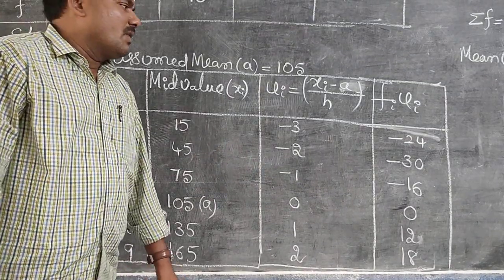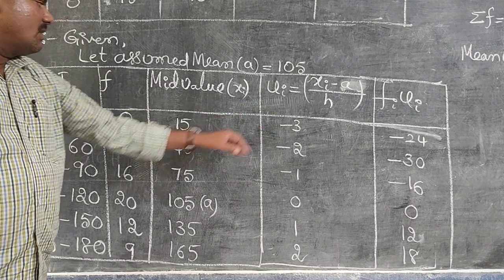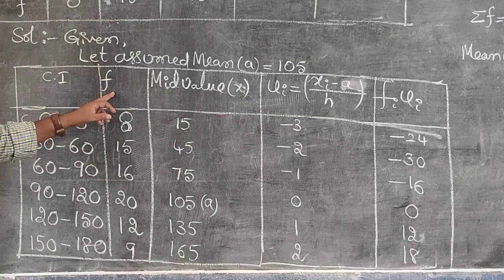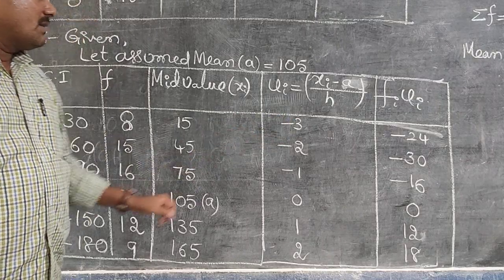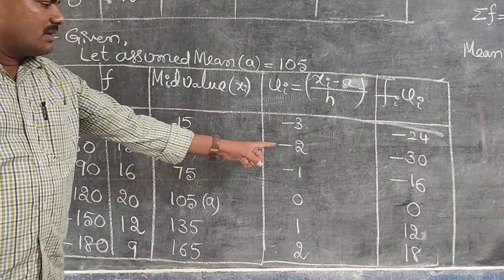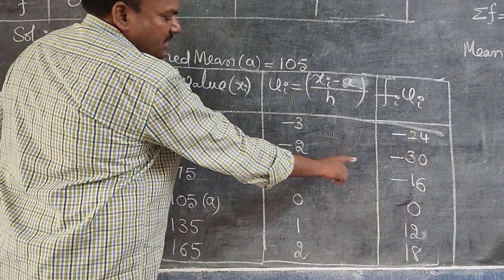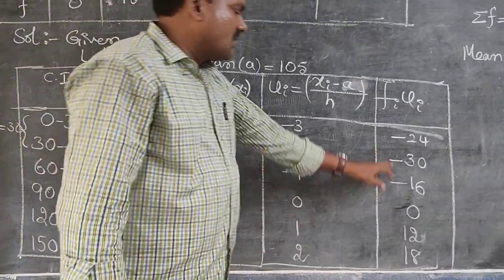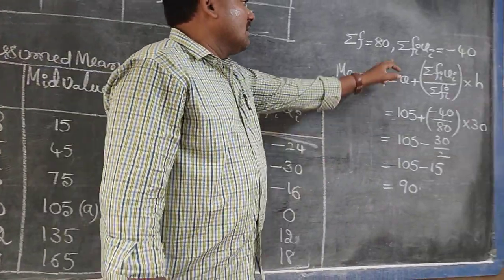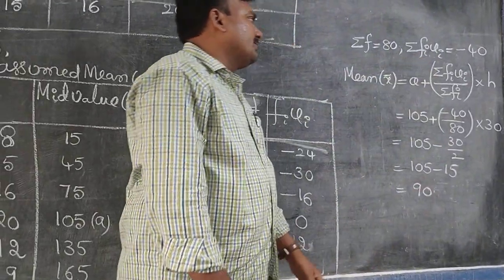Next, fi ui, the product of fi and ui. The ui values are in the fourth column and fi values are in the second column. The products: 8 into minus 3 is minus 24, 15 into minus 2 is minus 30. Next, minus 16, 0, 12 and 18. The sum of these values, summation fi ui, equals minus 40.